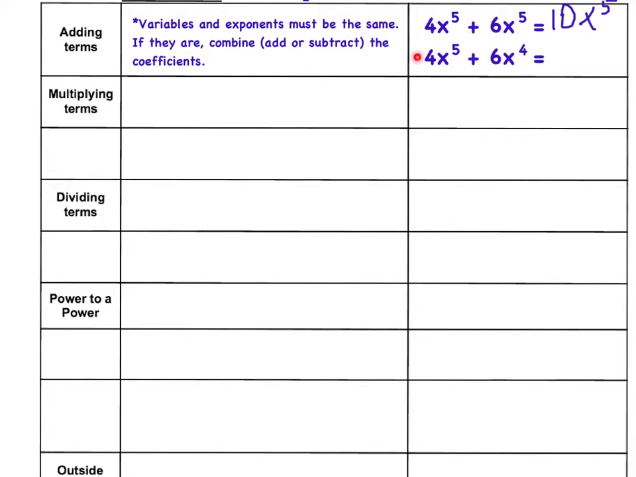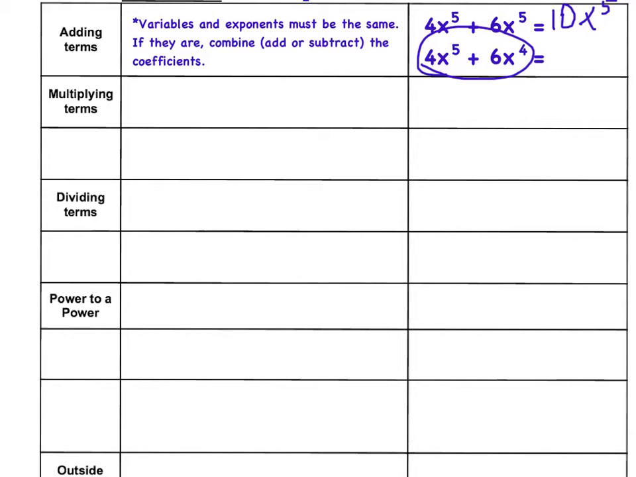Now if we look at our second example, we see that our variables are the same, but our exponents are not the same. So that means we cannot combine these terms, and so the simplified version or the answer would simply be 4x to the fifth plus 6x to the fourth. We cannot simplify it any further than that because they are unlike terms.